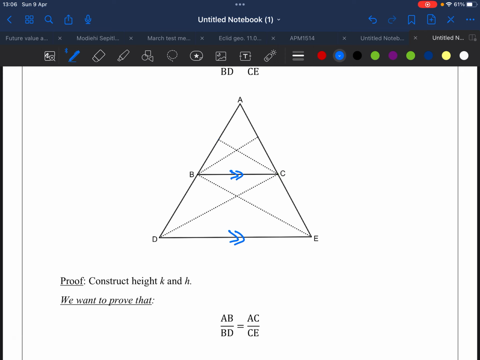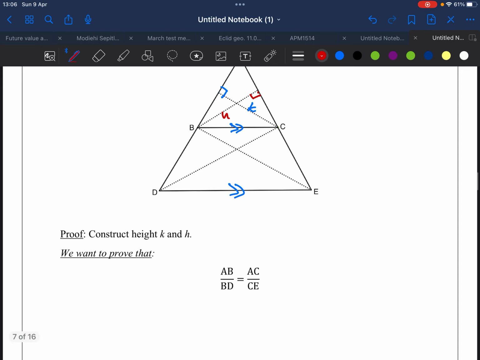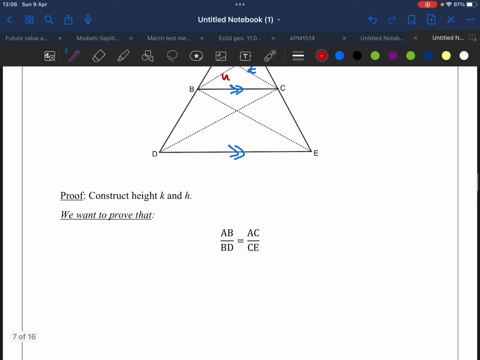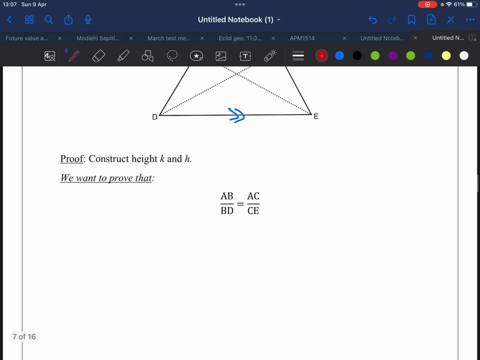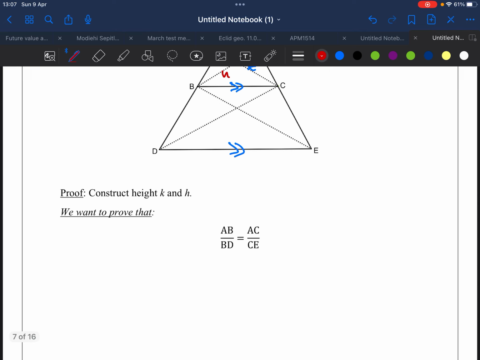So let us say we have your 90 degrees here, and this is your height K. Then you have your 90 degrees there. Then this is your height H. So this height H goes from here to there. Now we want to prove that AB over BD is equivalent to AC over CE. Let us continue. My proof will start like this.